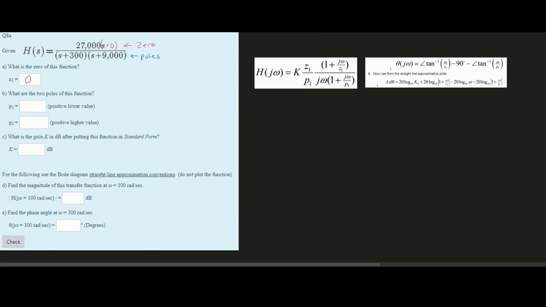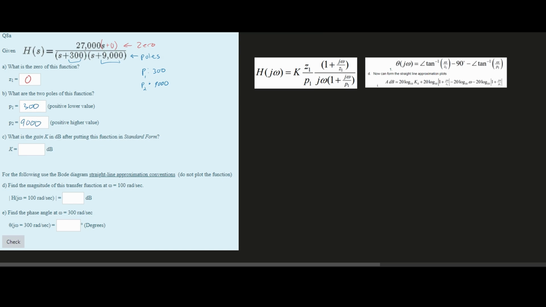Now we're asked what the poles are. The poles here are going to be this 9,000 and this 300. But the 300 is lower, so our P1 is 300, and our P2, which is the higher of the two, is 9,000. So when we write this in here, we have 300, and then we have 9,000.